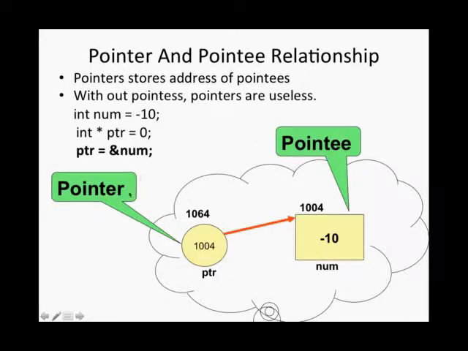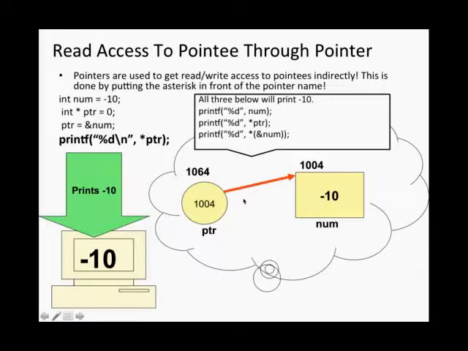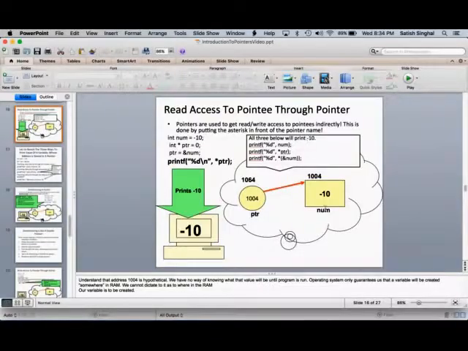One more time. Pointer, pointee, pointer stores address of the pointee. Okay. Without pointees, pointers are useless. They have no purpose whatsoever. All right. So we can have read access to the pointee through the pointer, and all three of these will print -10. We showed in the Xcode this one and this one. Now we're going to show you this. Okay, let's go back to Xcode.